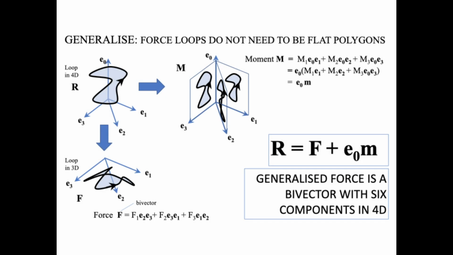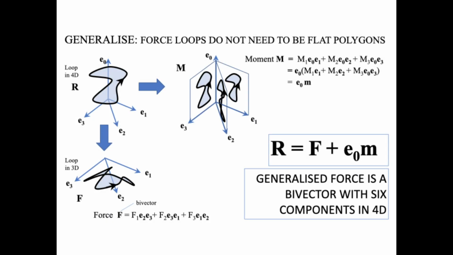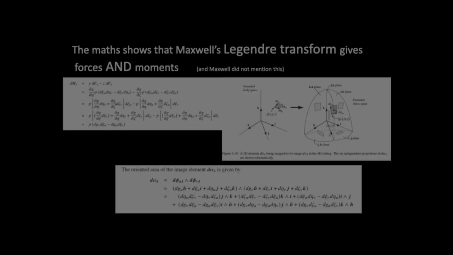And basically, the total force plus moment is equal to the sum of these. And you can add them if you do Clifford algebra or Grassmann algebra. You end up with the generalized force, which is this force plus E naught times the moment. And you can represent, therefore, any sort of 6 components of your stress results by a loop in a 4-dimensional space. And the maths all works out.